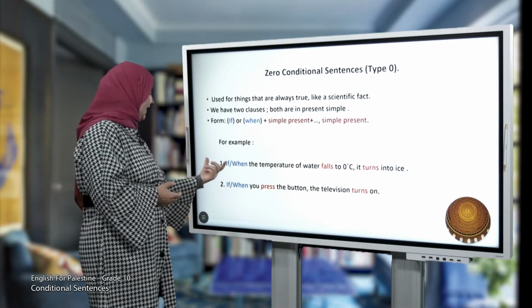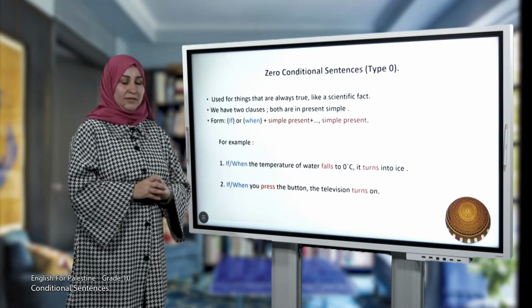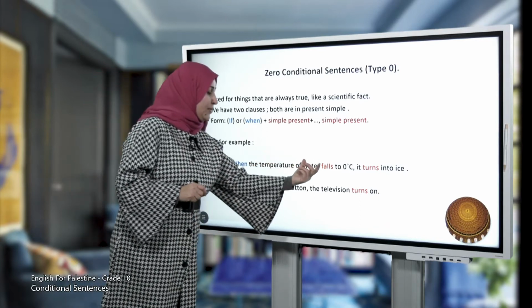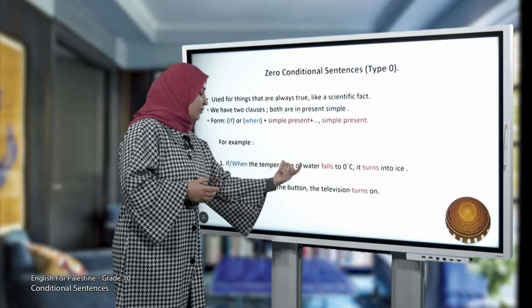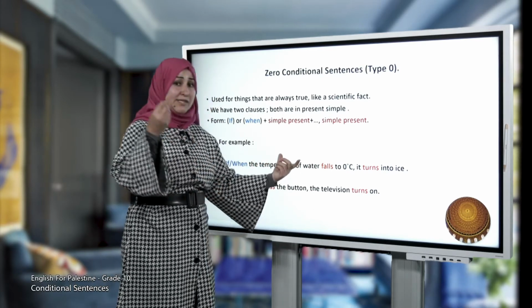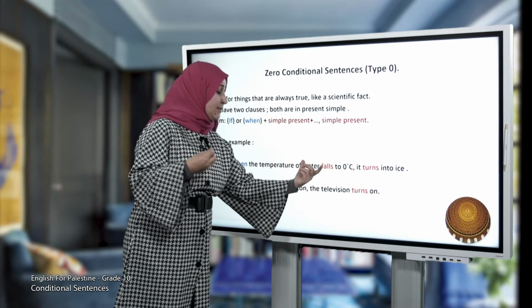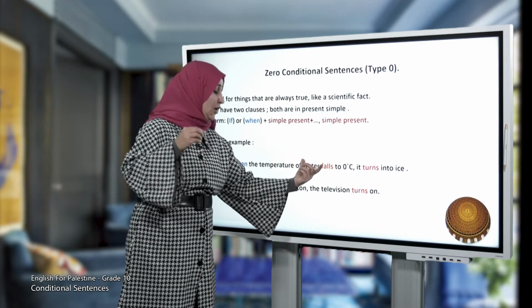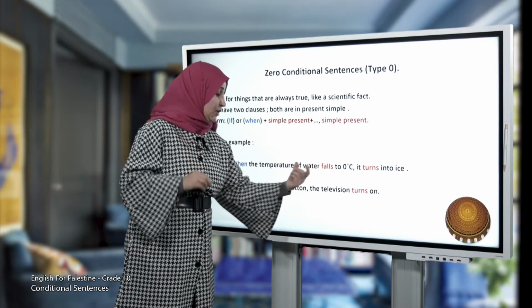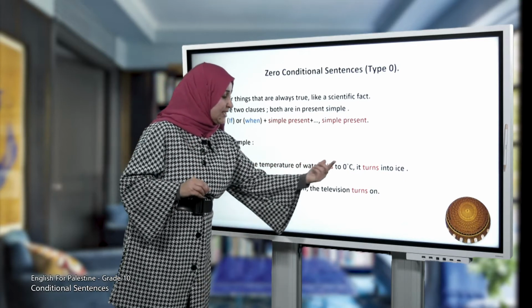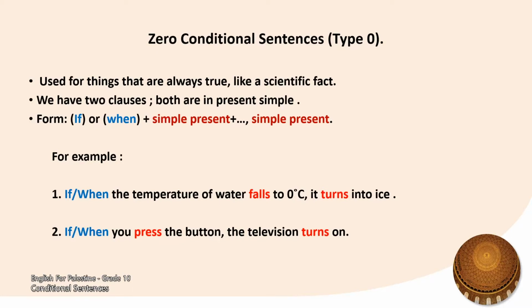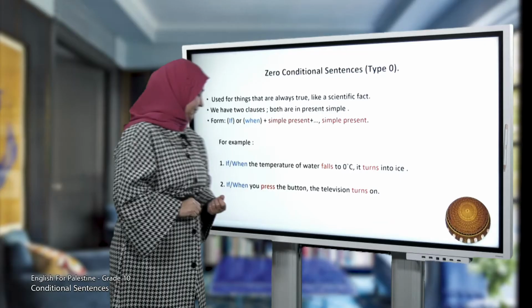Now, we have if or when. Then, the verb of the first clause is falls because temperature of water is singular, and the verb of present simple also must be singular, so we use falls. The second clause, it turns into ice. Also, the other verb is simple present singular.